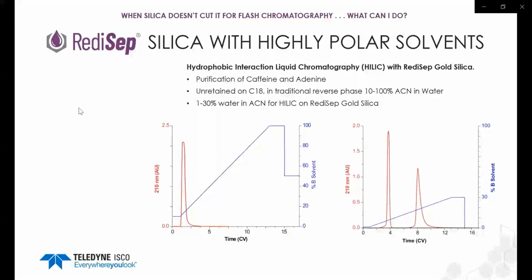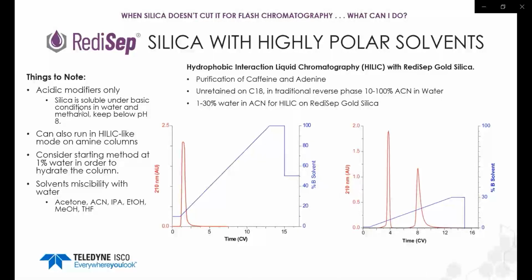And so in this example, we have a purification on a C18 column on the left. This is with caffeine and adenine. And you can see that both compounds are essentially unretained on C18 using a 10 to 100% acetonitrile and water gradient. We don't get separation between the two compounds. However, if we move to silica and actually do a HILIC separation, in which case we're actually increasing the percentage of water in acetonitrile during the run, we actually get really good resolution between the two compounds. And so in this case, we ran a gradient of 1 to 30% water in acetonitrile on the silica.